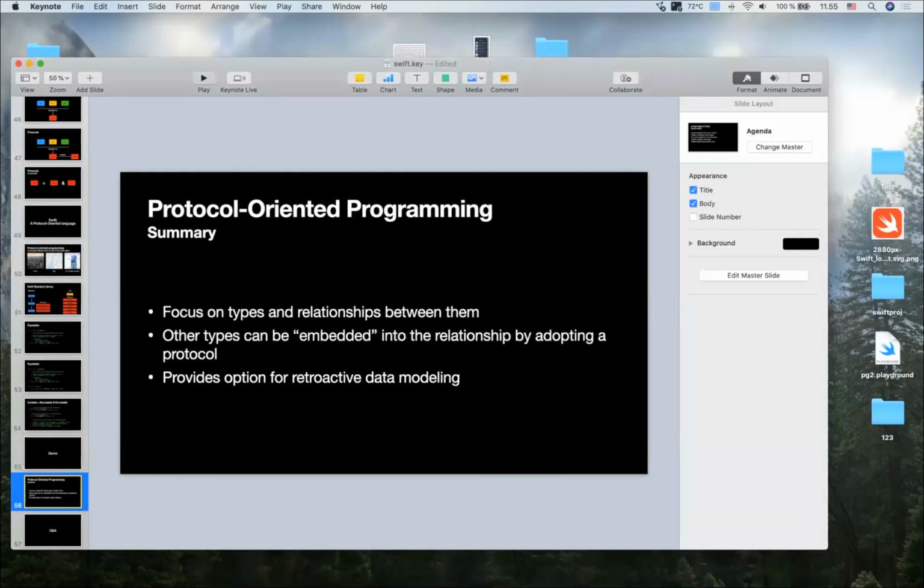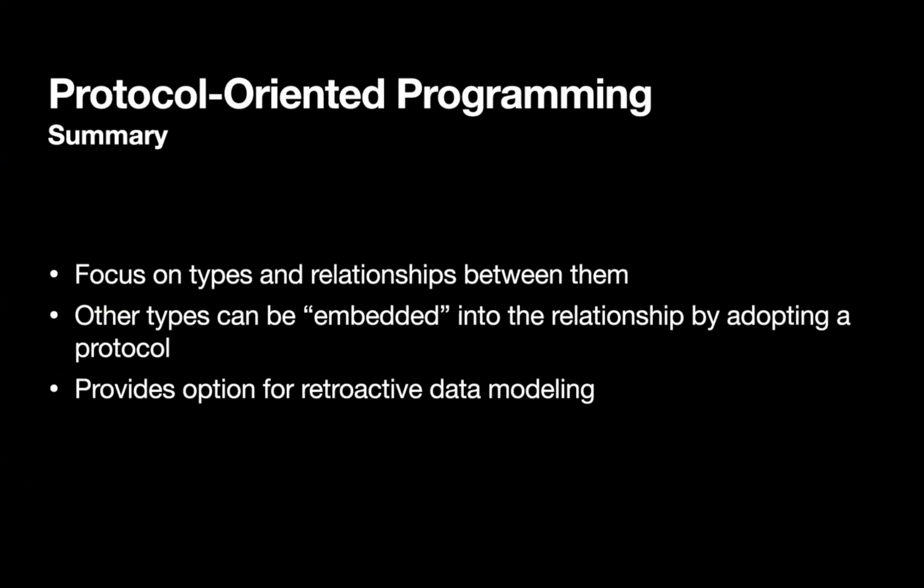So, summary, protocol-oriented programming: you focus on types and relationships between them, not on the concrete classes and structs. Other types could be embedded into a relationship by adopting a protocol. So there is an established relationship, and we just embed this new class, which we created just now, into the existing relationship, and it can play with the other types nicely without rewriting most of our program. And it provides an option for a retroactive data model, which I just showed. When we need to change our model dramatically, we can just change a few points in the protocol hierarchy. And since the types are already conforming to those protocols, we don't need to do any changes in types.